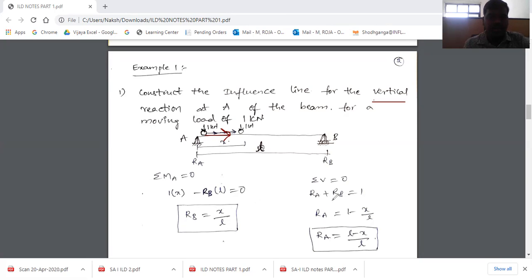From the simple equations of equilibrium, we know that RA plus RB is equal to 1, and summation of MA is equal to 0. We get 1 into x minus RB into the total distance L, and then we get RB as x by L. If we substitute RB here, we get RA is equal to 1 minus x by L. This is how it is done.